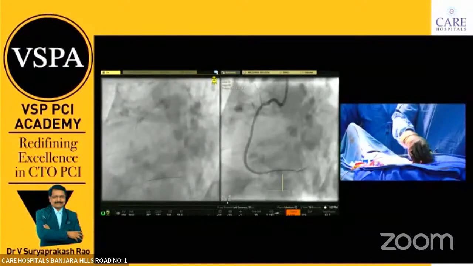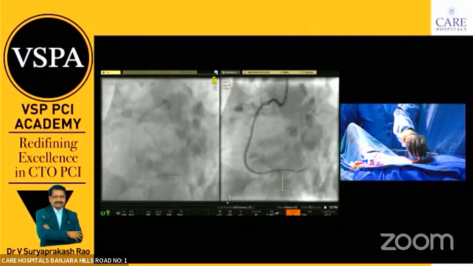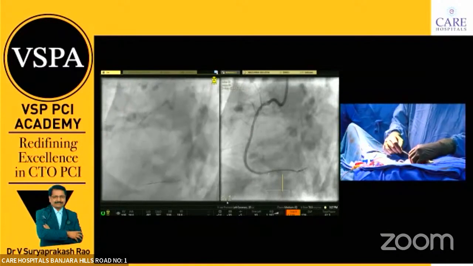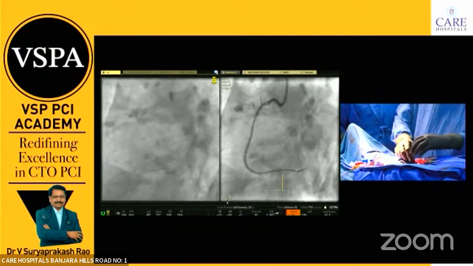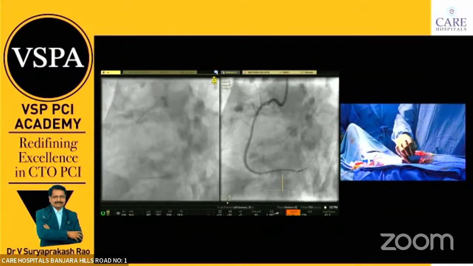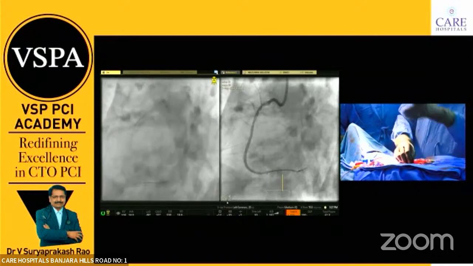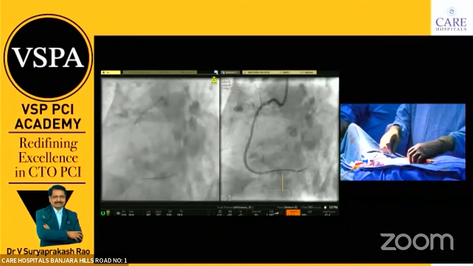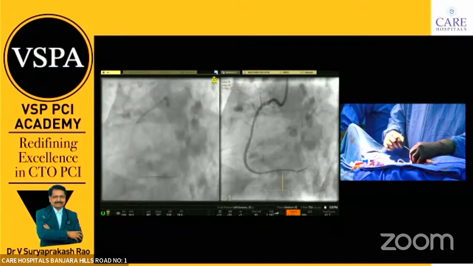Get the guiding. So this is a 3.5. This is a 3.5. Overlap has come, no? I think correct, overlap has come. Stent overlap. We can do one stent boost or something like that to see the overlap clearly. I think overlap has come.